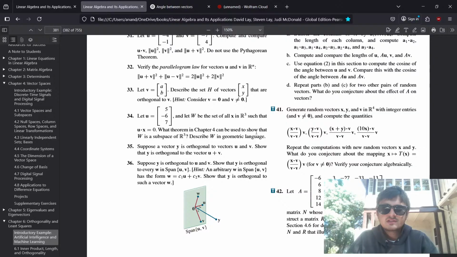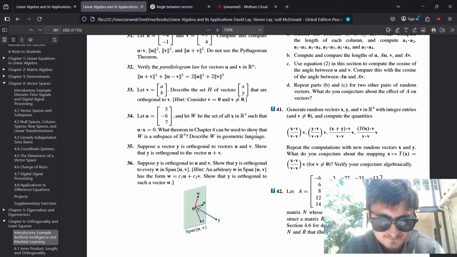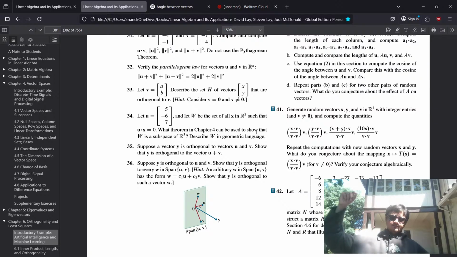Let W be the set of all x such that... so W is like U perp effectively, or the perpendicular of the span of U. So imagine we have some line in space. Then you're going to get a plane through the origin of all the vectors that are orthogonal.